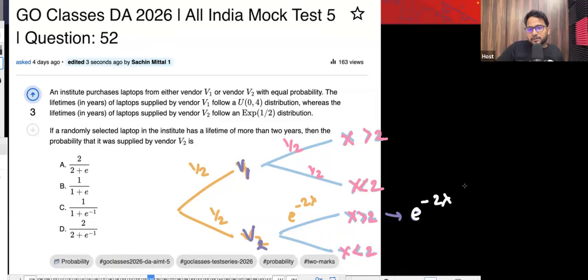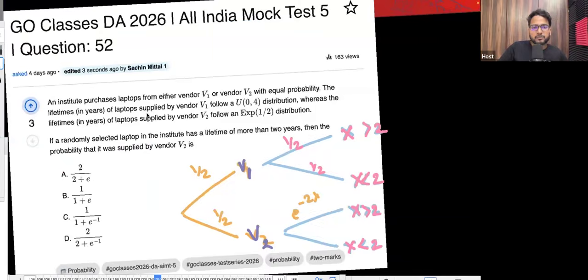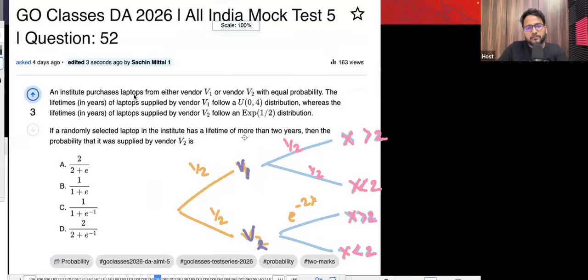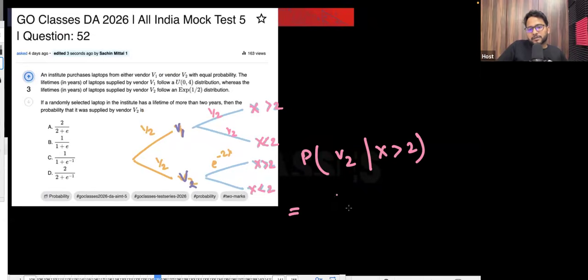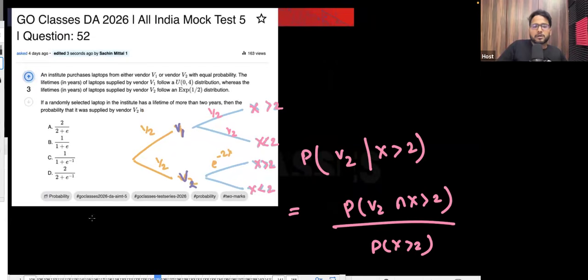Now they are asking that given the lifetime was greater than 2, what is the probability it is coming from V2? So it is a standard Bayes formula kind of question, or a standard tree method kind of question. They are asking the probability of vendor V2 given that the lifetime was greater than 2. So it is the probability of V2 and lifetime greater than 2, upon the probability of lifetime greater than 2.